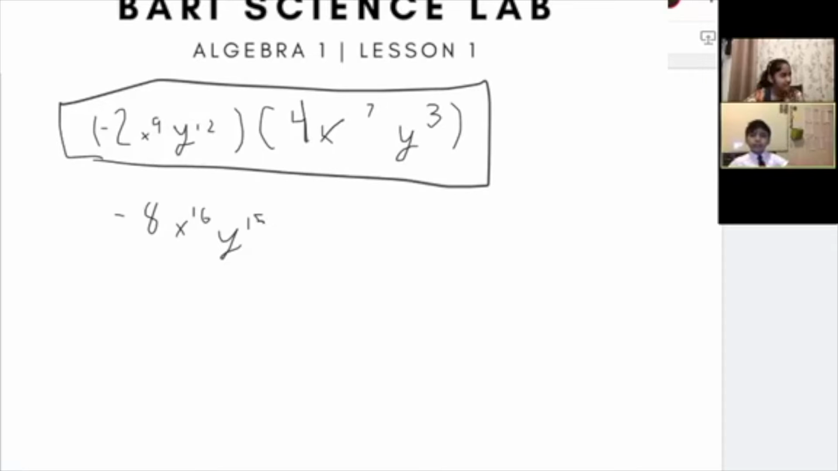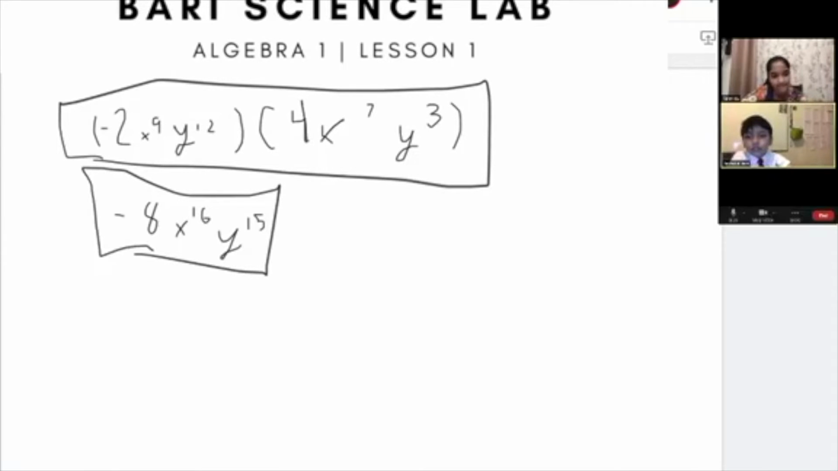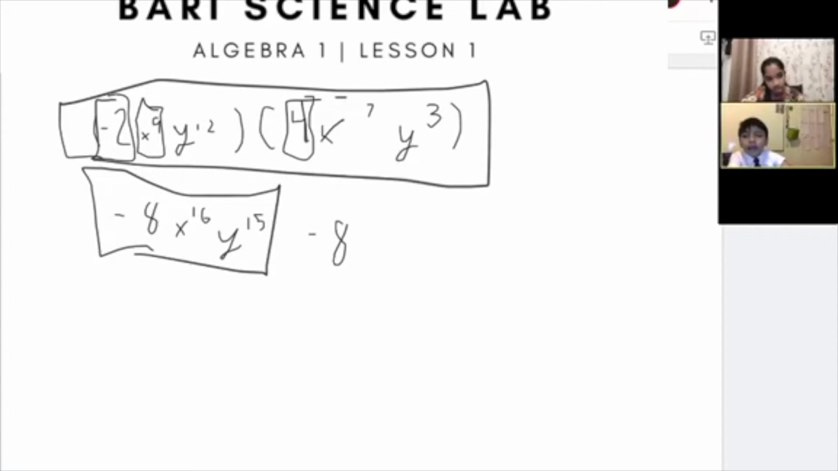Now, for those of you who don't understand how she got the correct answer, let's explain. First, we're going to multiply the coefficients. Negative 2 times 4 is negative 8. Then, we know exponent addition from our problem. So x to the 9 times x raised to the 7 would just give us x raised to the 9 plus 7, and 9 plus 7 is 16. And then we can do the same for y. 12 plus 3 is 15. Negative 8x raised to the 16, y raised to the 15.